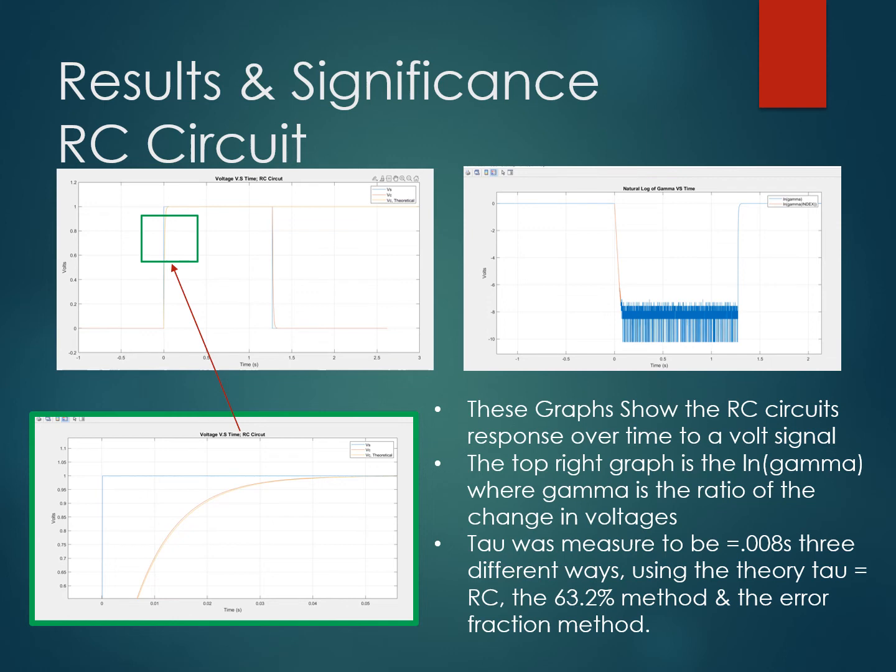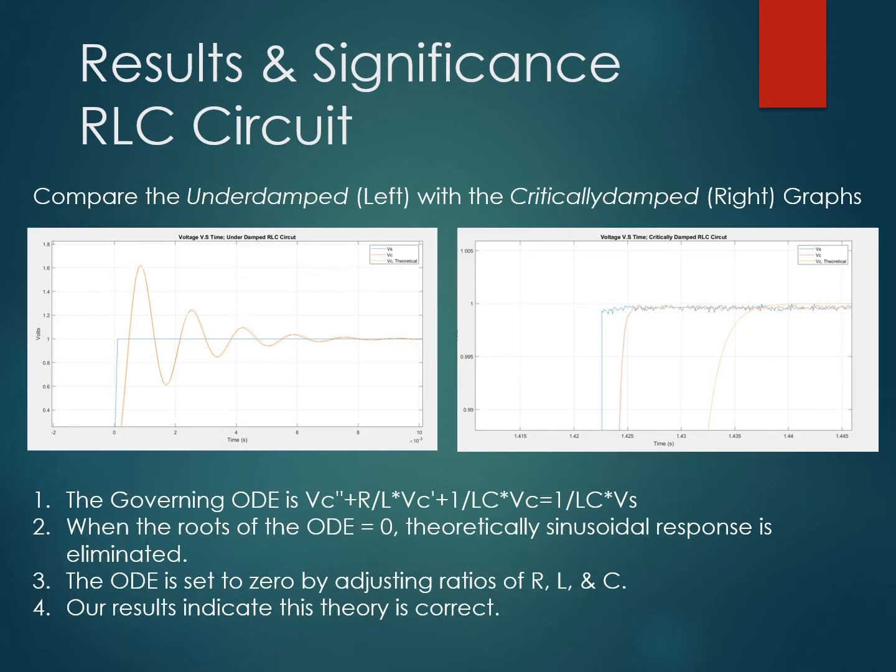One of these, the error fraction method, estimated tau as the negative inverse of the slope of the orange line in the right graph. You can see in the left graph that by adding an inductor to the circuits, a large sinusoidal response was induced. This, however, was eliminated by solving the governing ODE and changing the resistance such that the roots of the characteristic equation had only real parts. The right graph showed that this worked.